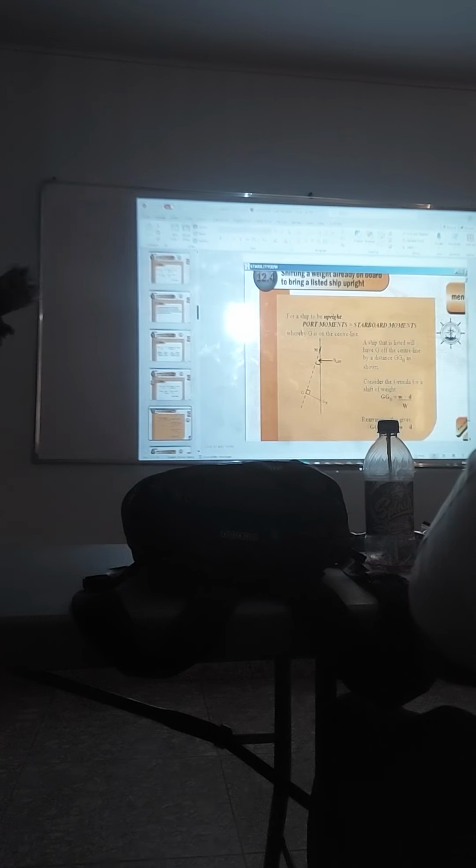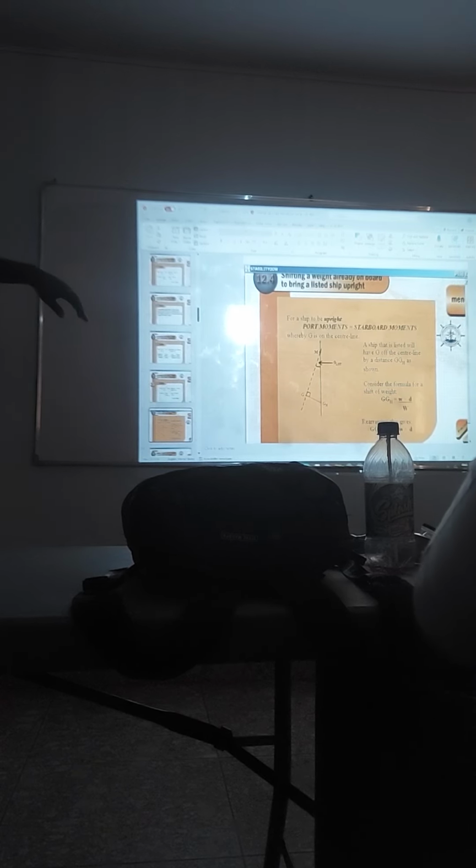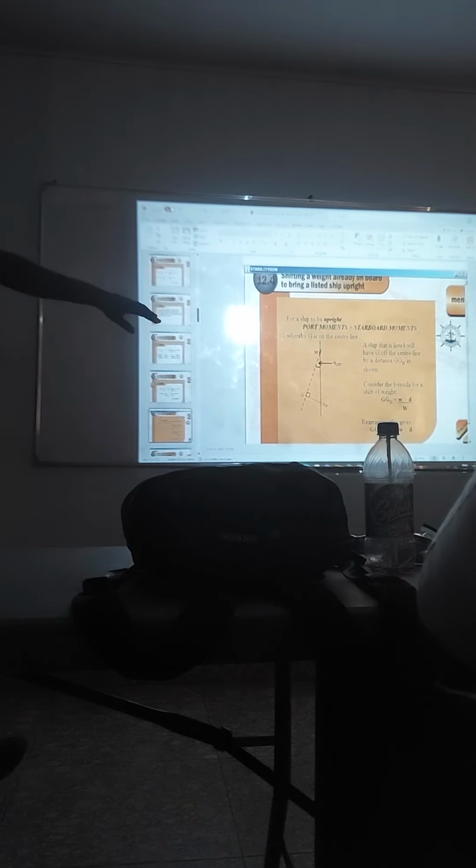So in this question, for a ship to be upright, obviously the port moments have to be equal to the starboard moments. A ship that is listed will have G off the centre line by a distance of GG1, as shown. We know this diagram here, we have no confusion over it anymore. Yes, sir. Good. So consider the formula now for a ship of weight W, GG1.